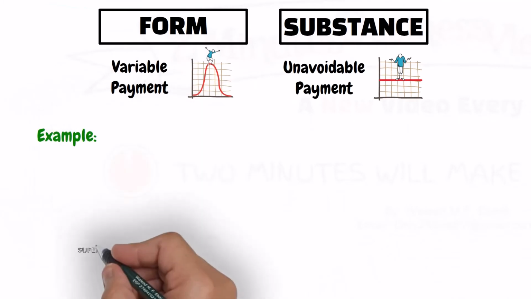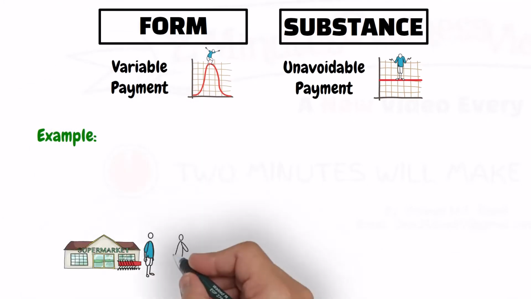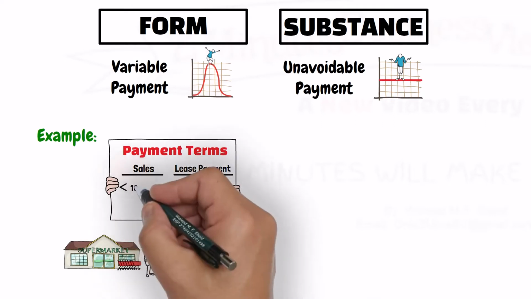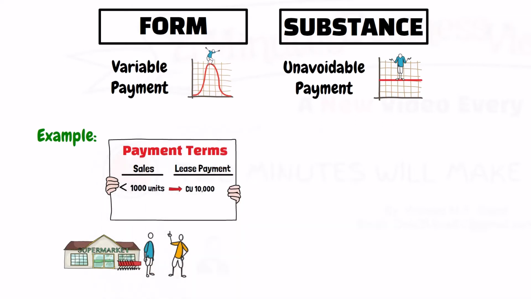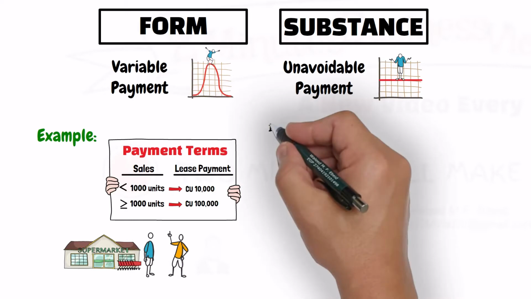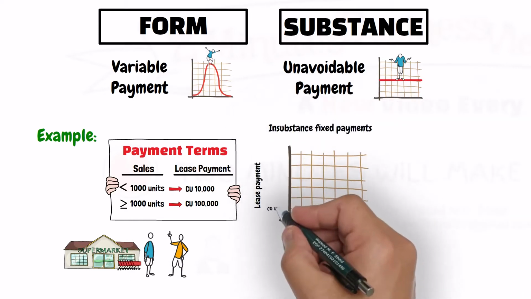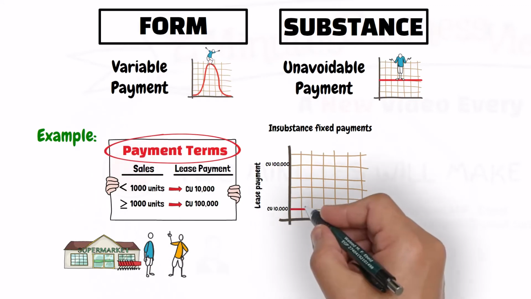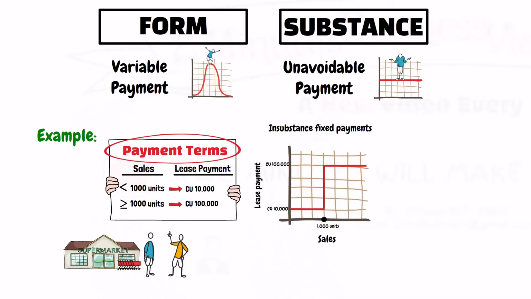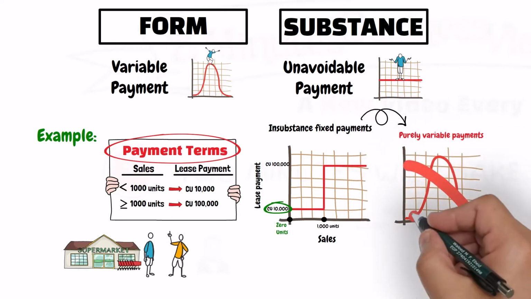For example, a lessee leased a retail store with the following payment terms. If sales were less than 1,000 units, then the lease payments shall be 10,000 annually. But if sales were greater than, or equal to 1,000 units, then the lease payments shall be 100,000 annually. This is an example of in-substance fixed payments. The payment terms appear to be variable, because they vary with sales, but in substance, there is always a lease payment that is unavoidable, as the lessee would still have to pay a payment even for zero sales. So, the lease payments here are not purely variable payments.